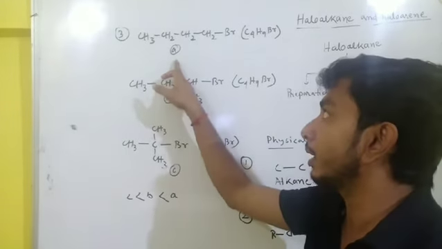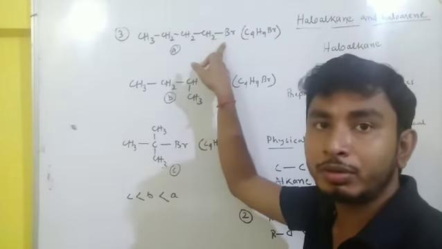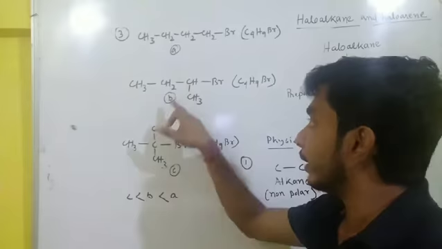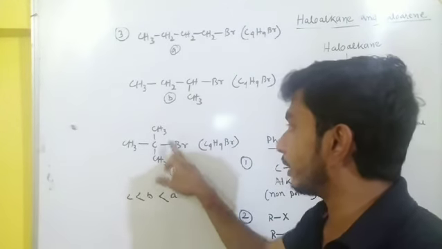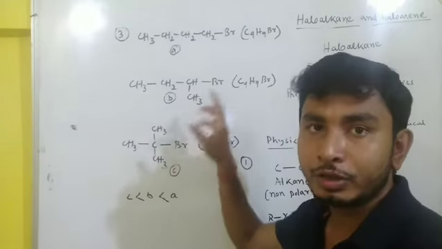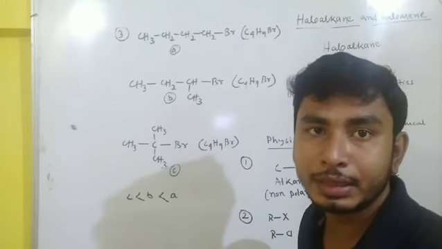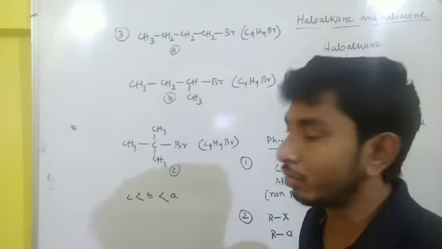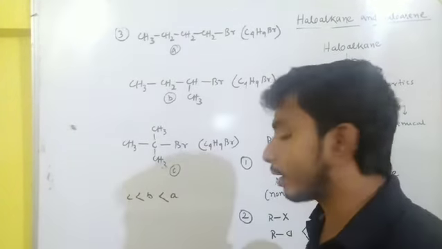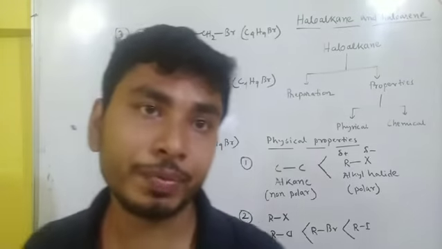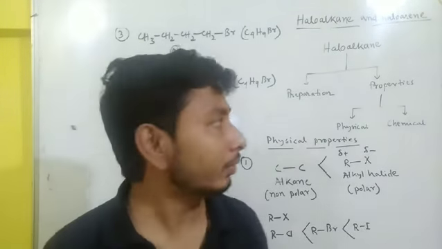In number A, it is a linear molecule, there is no branching. In number B, there is one methyl branching. In number C, there are two methyl branchings. So as the branching increases, the boiling point will decrease. So these are the physical properties of the alkyl halide.